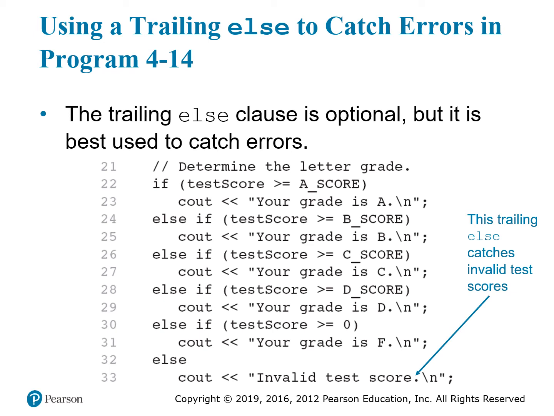You could also test for validity here. Anything less than a 0 is obviously not a valid test score, so we could put in an extra else if test score greater than or equal to 0, your grade is F, and else, that means the test score must be less than 0. That's not even a valid test score, so we've got to catch that.